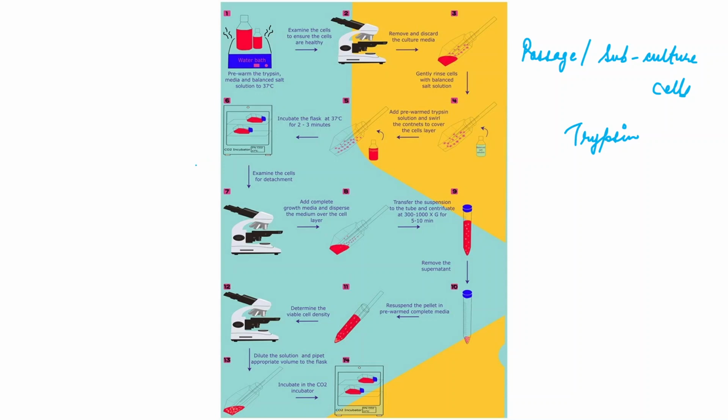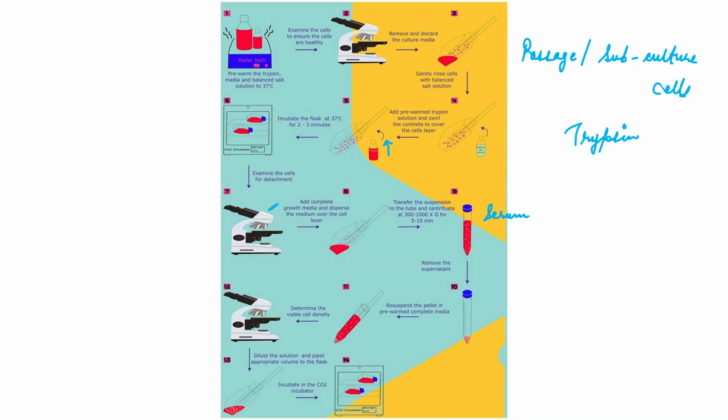Once we have our cells, we discard all the culture media, and then we add our trypsin, and after that we incubate the flask or the petri dish for 2-3 minutes, and then we wait for cells to detach, and then we look under the microscope whether cells have detached or not. Once that is done, we have to neutralize the trypsin. The serum which is present in our cell culture medium neutralizes trypsin.